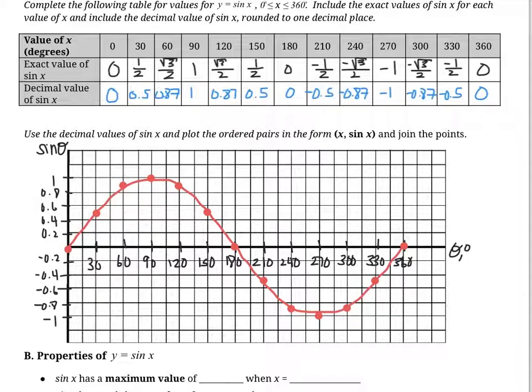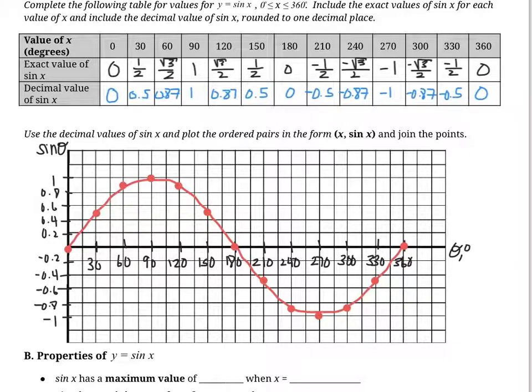So we know that if we go around the unit circle again, so past 360, if we were to add another 30, for example, and another 30, etc., all of these values would just repeat as we go around the circle again. So this is going to be a periodic function that's going to continue to repeat and repeat and repeat.